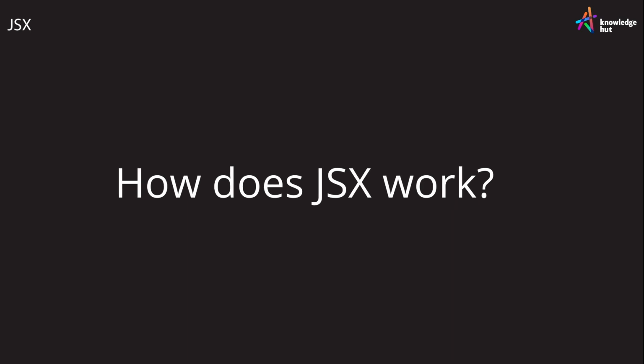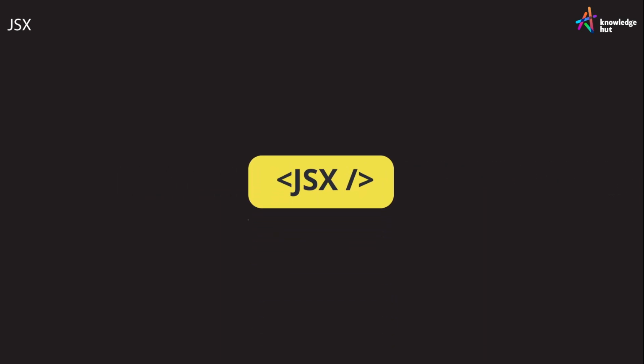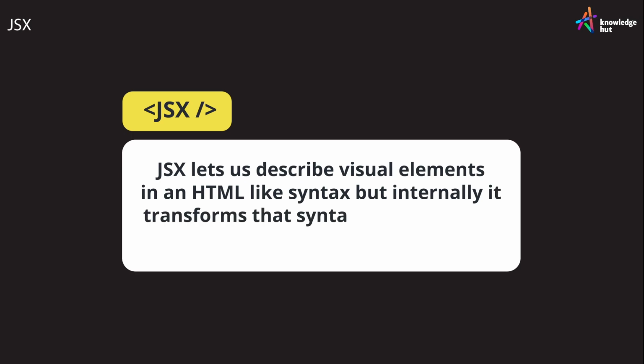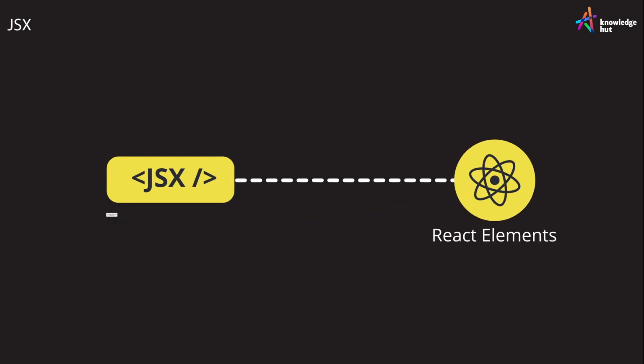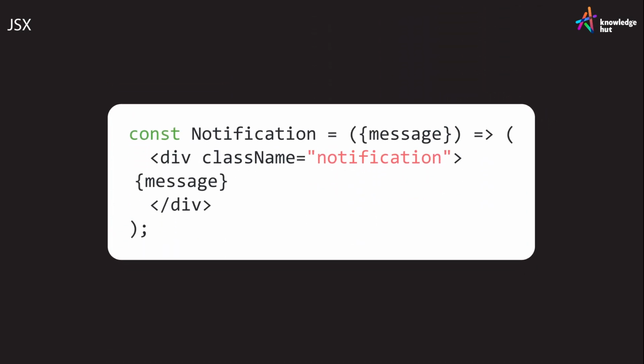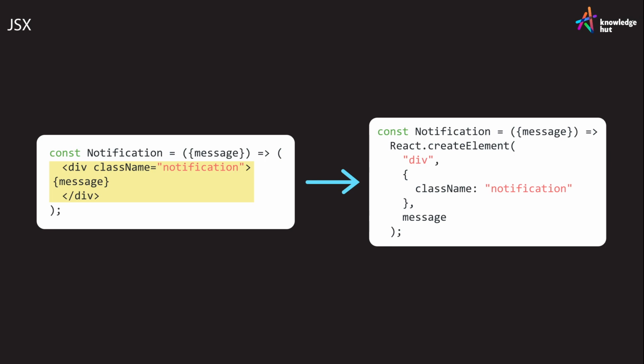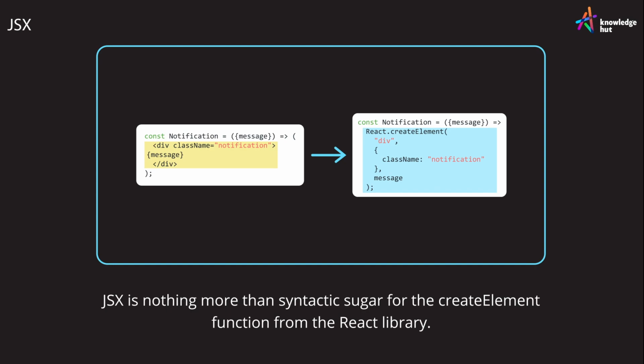We mentioned earlier that JSX is a templating language, which means it lets us describe visual elements in an HTML-like syntax, but internally, it transforms that syntax into code that React actually uses. JSX is designed to produce React elements. So when you write JSX, it is compiled into standard JavaScript functions containing nested invocations of the createElement function, which is what React uses to create renderable elements internally. In fact, JSX is nothing more than syntactic sugar for the createElement function from the React library.